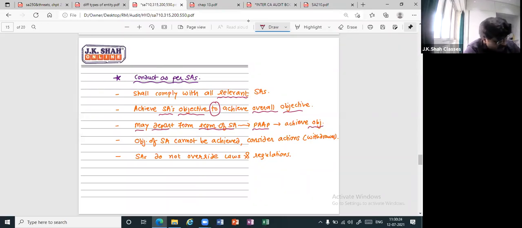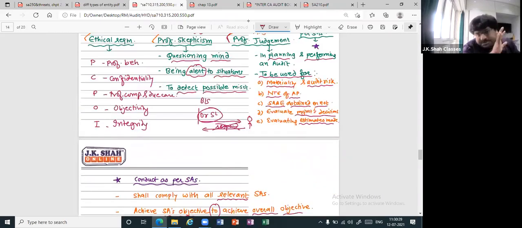And lastly, if the objective of an SA cannot be achieved, see why the objective of an SA cannot be achieved, due to various reasons. Some of the reasons may be that the management is stopping you. If you remember external confirmation, take that only now.